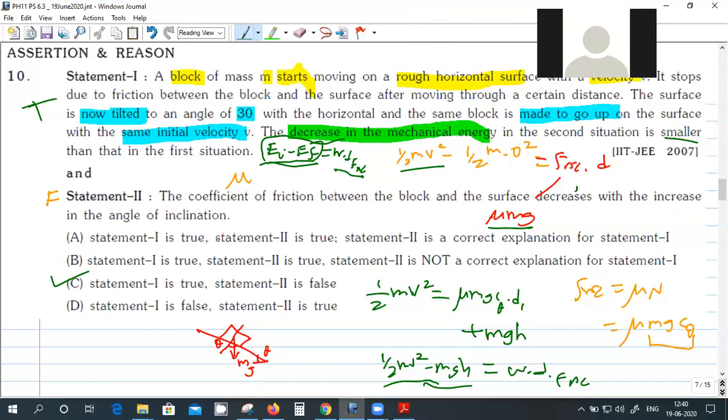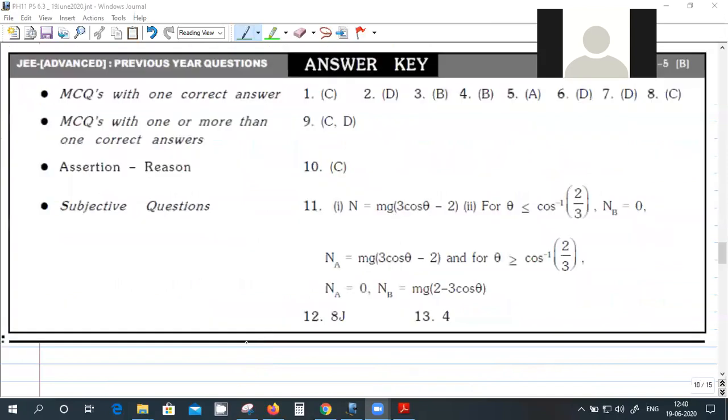Statement 2 is very trivial. Coefficient of friction is a surface dependent property. It does not depend on how the inclination is changing. So it cannot be any other statement than C. So by elimination also we can do.